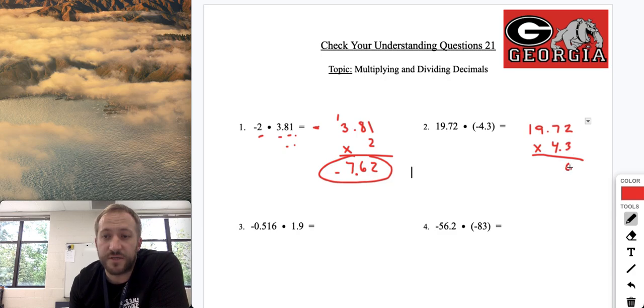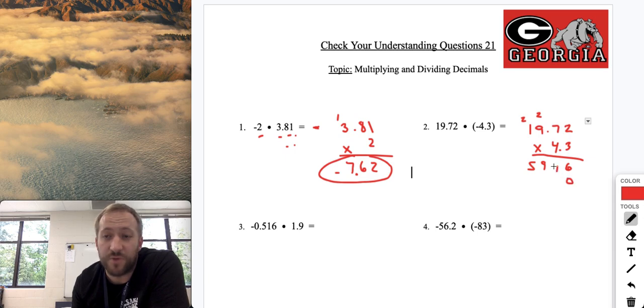3 times 2 gives me 6. 3 times 7 gives me 21. Carry the 2. 3 times 9 gives me 27 plus 2. That's 29. Carry the 2 again. 3 times 1 gives me 3 plus 2 is 5. And then whenever I move place values, I'm going from this place value where the 3 is to this place value where the 4 is. I'm going to put a 0 right here. It's kind of like a placeholder.